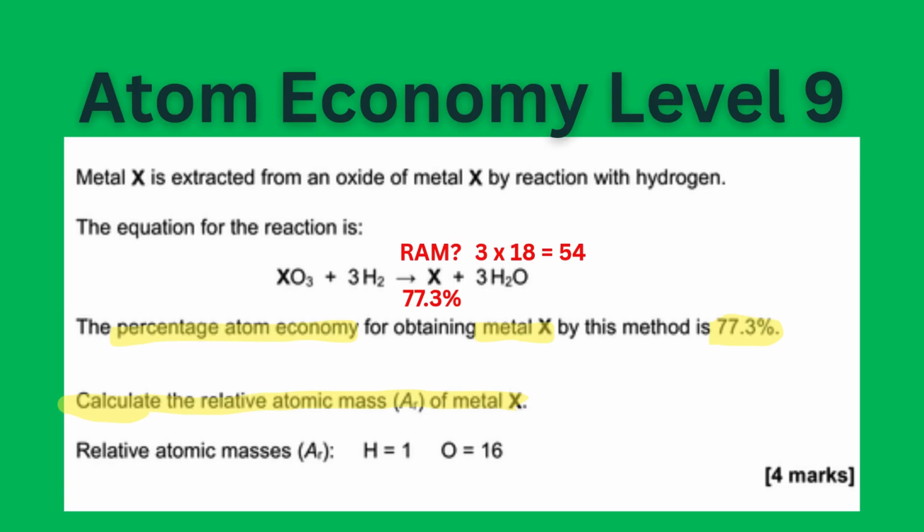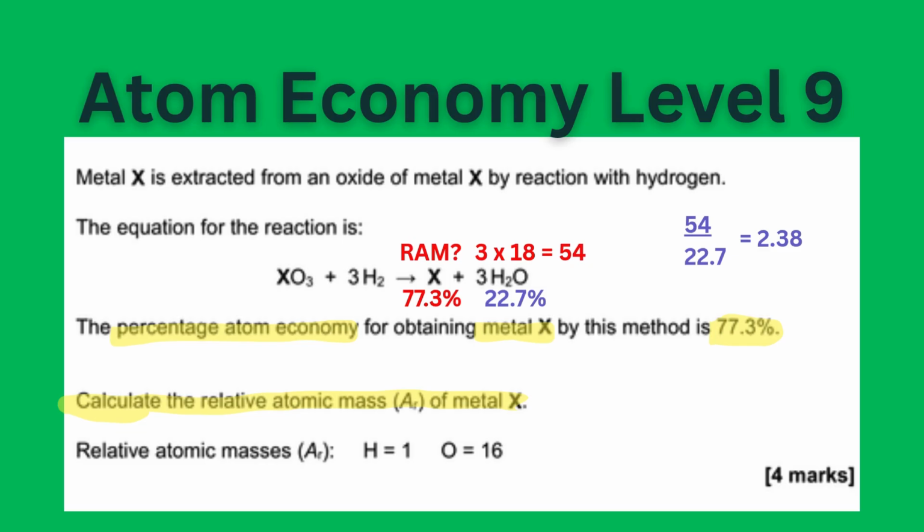An easy first step is to find the percentage atom economy of the water. This is simply found by deducting the percentage atom economy of X from 100 as the rest is water. This means that the percentage atom economy of water by this route is 100 minus 77.3, which equals 22.7%. We can now find out what relative atomic mass 1% is worth by dividing 54 by 22.7. 1% therefore equals a relative atomic mass of 2.38.